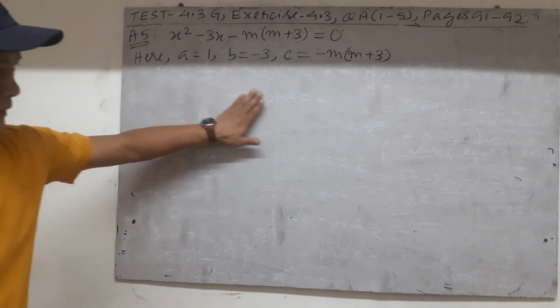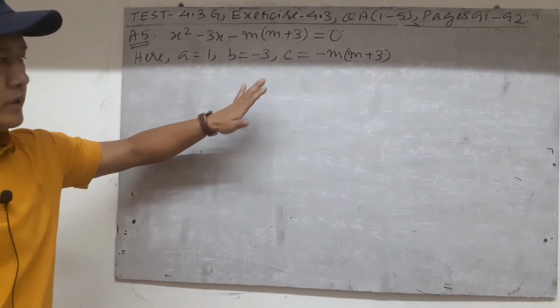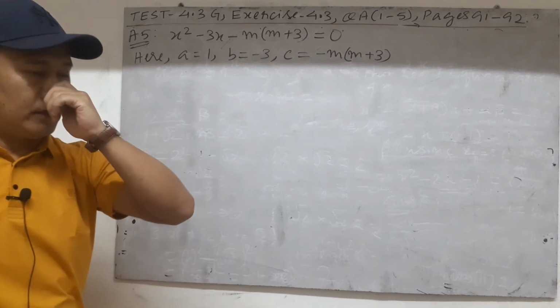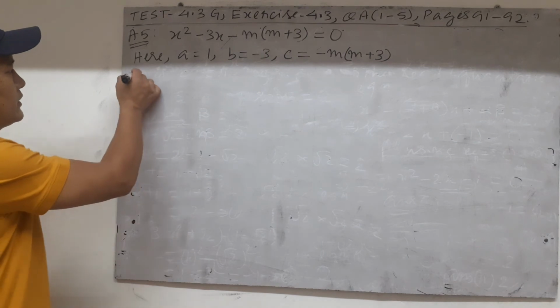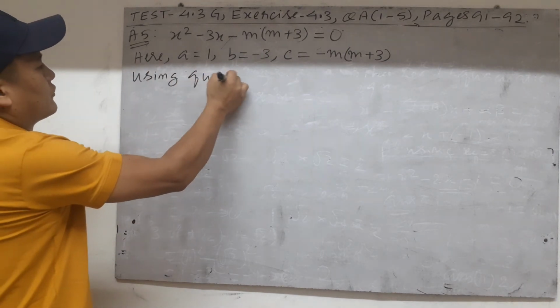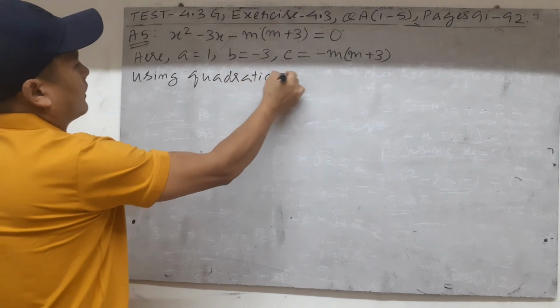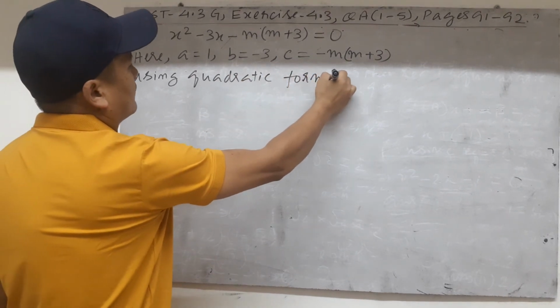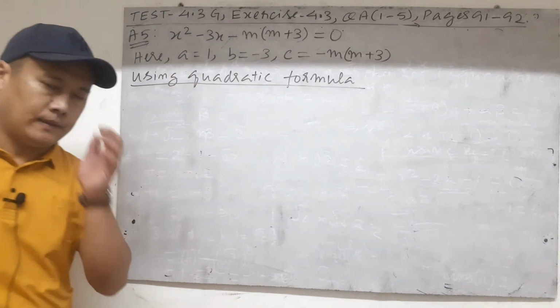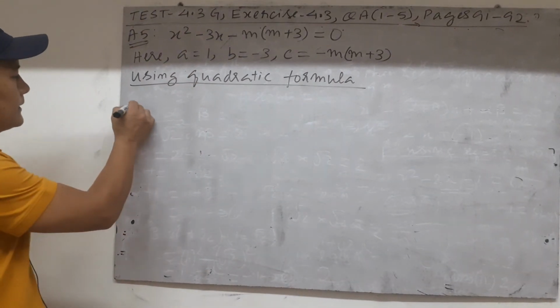Now, I think the easiest way to solve is, we have options here: completing the square, splitting the middle term. Those will be harder, I think. The quadratic formula will be the easiest to find the roots. Using the quadratic formula. Just follow me, it's not hard. Using the quadratic formula. Okay. Go about it slowly.